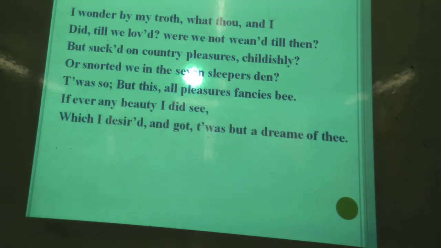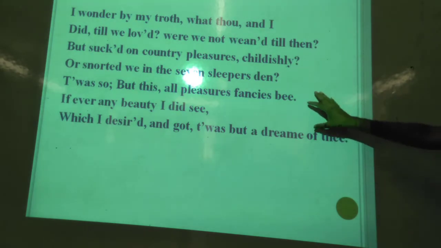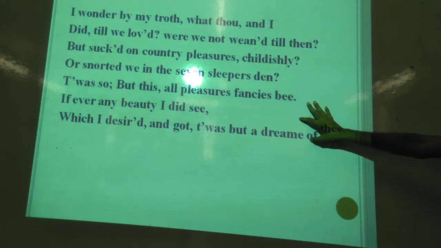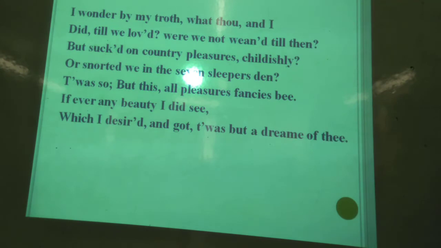Okay, this. I wonder. By my thoughts. I wonder. Wonder means a word. So I, by my thoughts, was thou and I, you and I, did till we loved? It's a rhetorical question. He's asking, have we loved in such a way in that time? And more interestingly, you will see that the first stanza indicates a past tense. There, early love activities are revealed here.